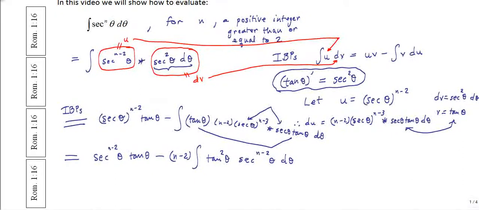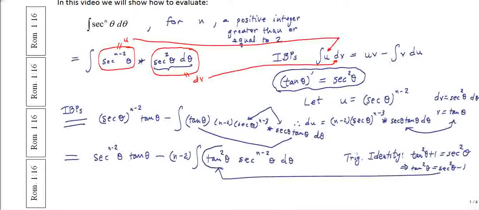Okay? Alright, and what does that mean? Well, now we have to invoke the trig identity. If you've been following these videos, we showed how to get this trig identity, namely that tangent squared theta plus 1 is equal to secant squared theta. That is to say that tangent squared theta is secant squared theta minus 1. And I'm going to put that result in for this term here.